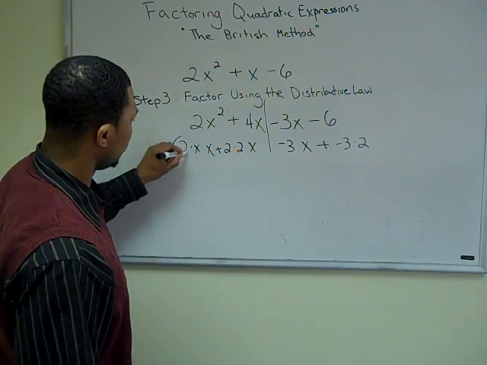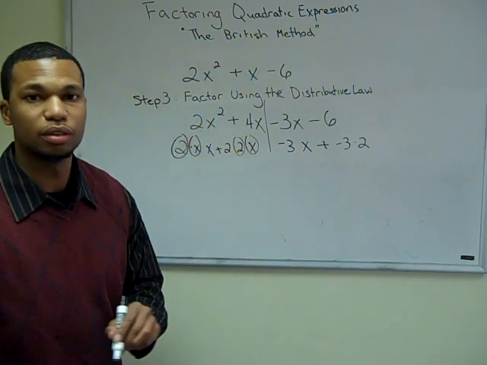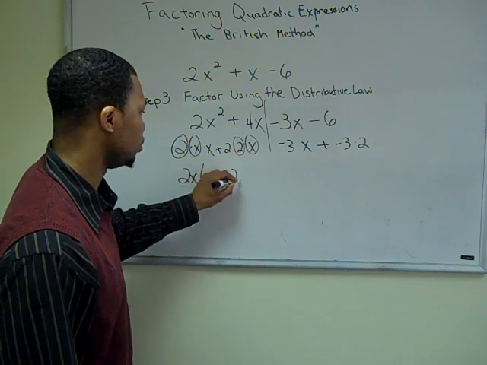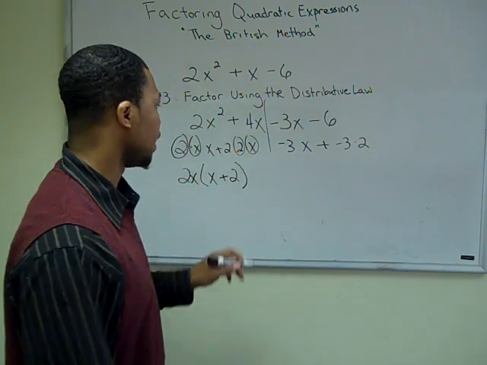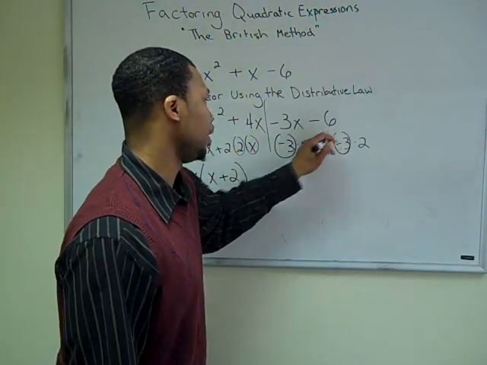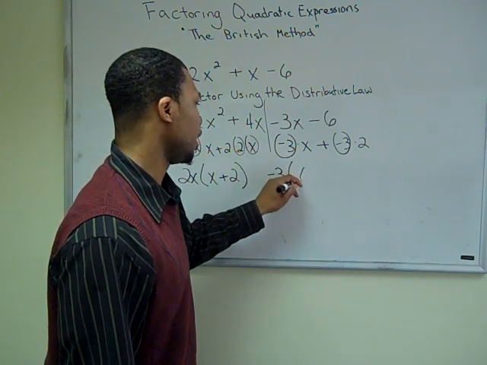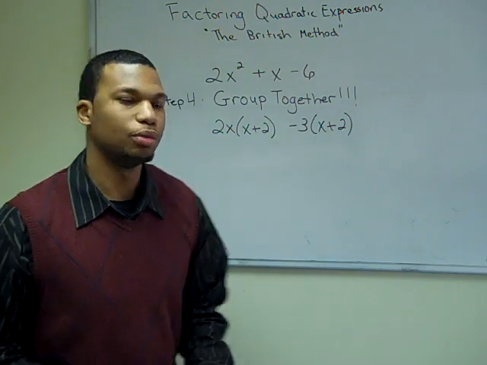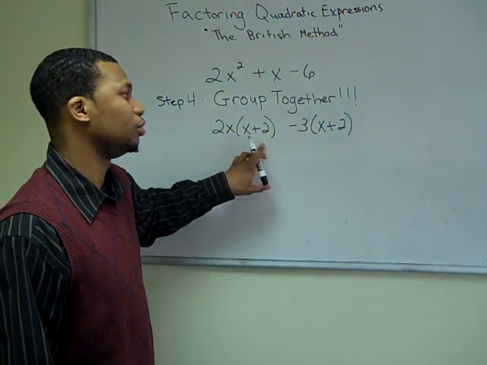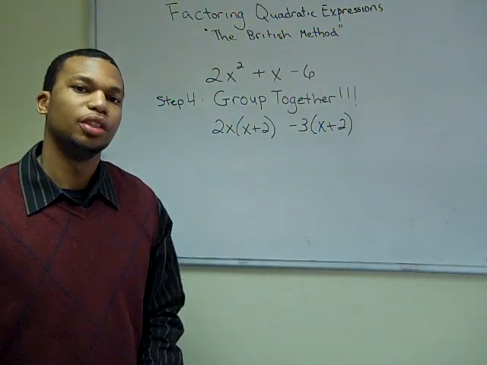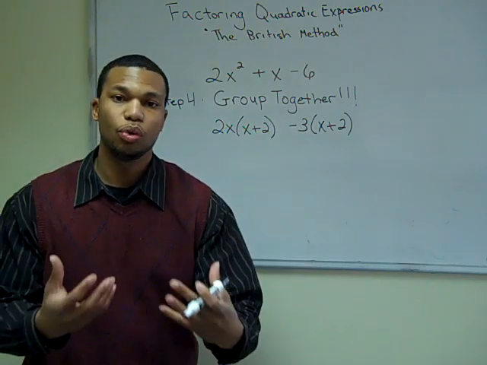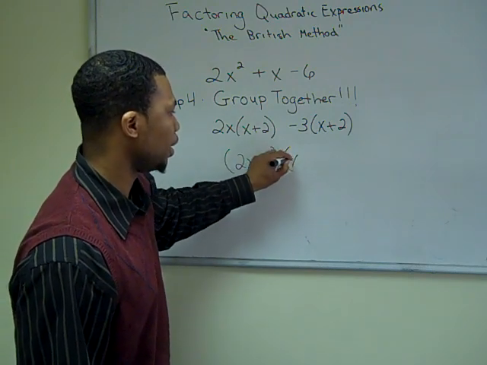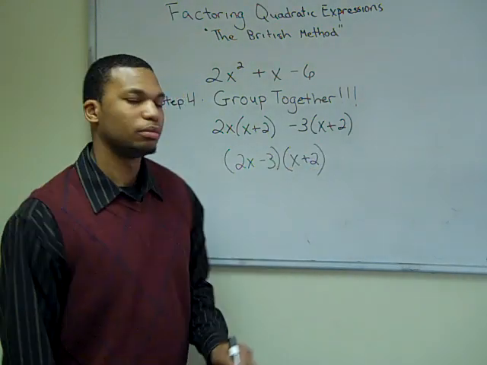Well, on the first side, we can factor out a 2x. So now we have 2x times the quantity of x plus 2. And on our second side, we can factor out a negative 3. So we have negative 3 and x plus 2. Our last step, we're going to group everything together. So we have 2x being multiplied by x plus 2, and we have negative 3 being multiplied by x plus 2. So therefore, we can group 2x and negative 3 into its own quantity. So this becomes 2x minus 3 times the quantity of x plus 2. And this is our factored answer.